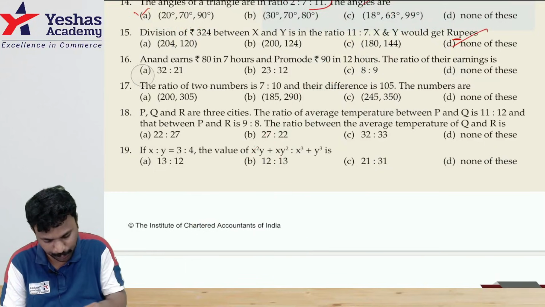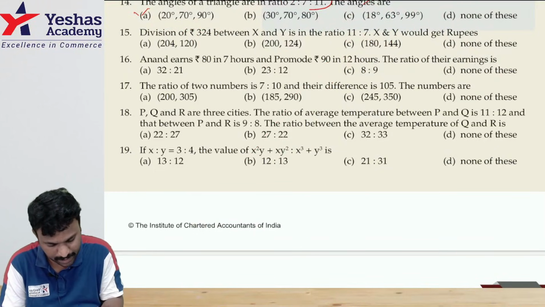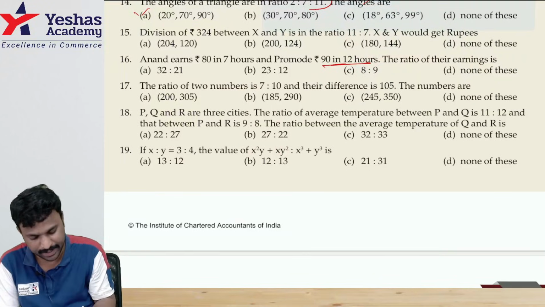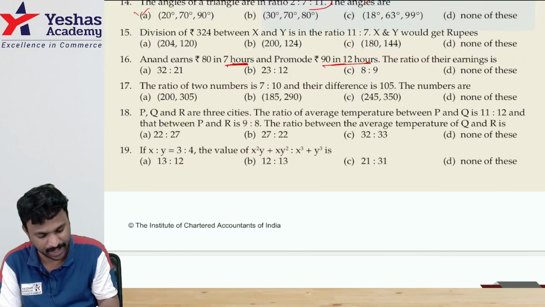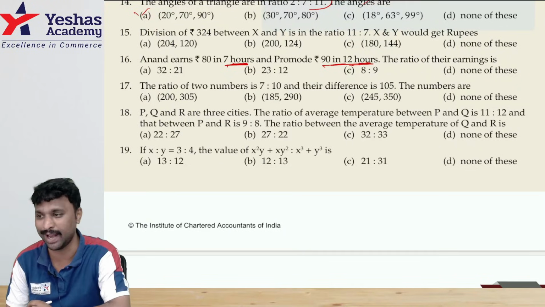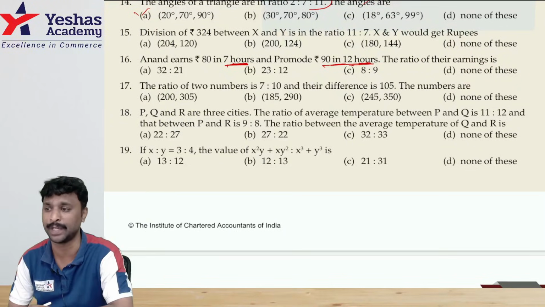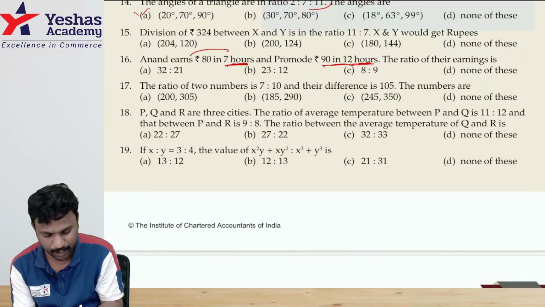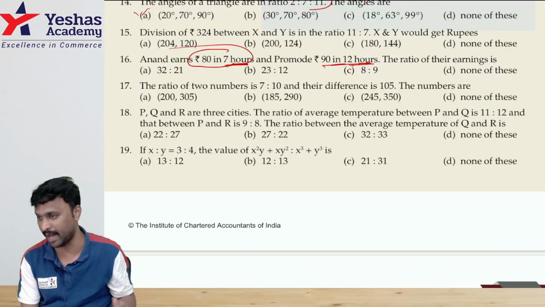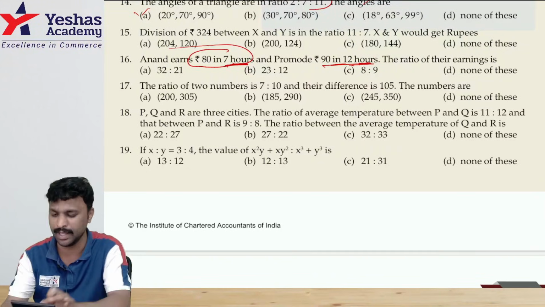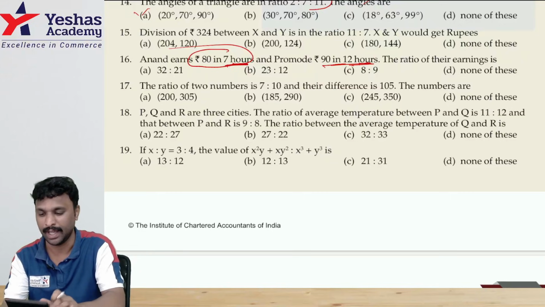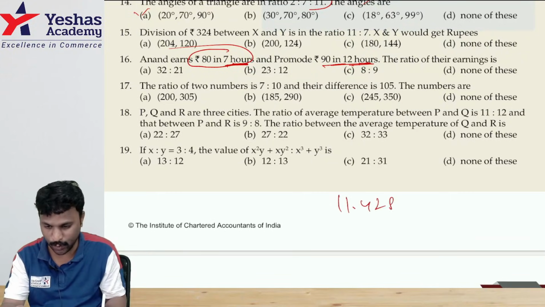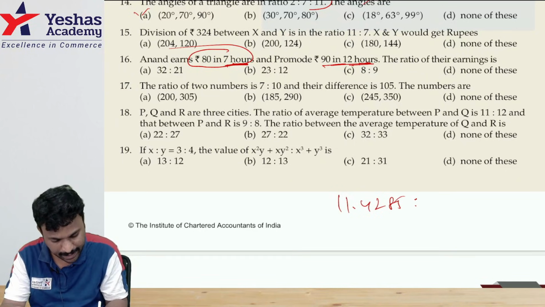Anand earns 80 rupees in 7 hours and Pramod earns 90 rupees in 12 hours. Guys, can you compare them? No. Why? Because Anand earns for 7 hours and Pramod earns for 12 hours. You can't compare 80 rupees and 90 rupees because their per hour earning is different. So what you have to do is compute the per hour earning of Anand. What is the per hour earning of Anand? 80 divided by 7. How much is it? 11.4285.